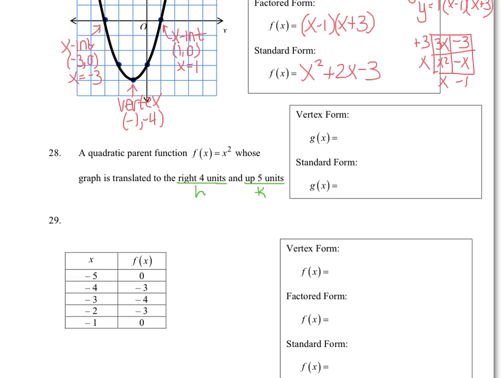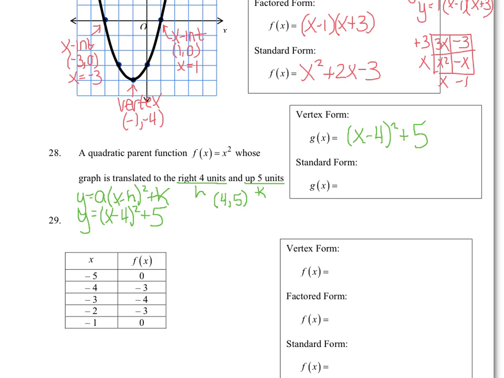This is essentially giving me my vertex. Now remember, h is always the opposite, but right now my vertex is going to be 4, 5. So when I write it in vertex form, y equals a times x minus h squared plus k. I know a is going to be 1 because they don't mention any vertical stretch or compression. So x minus 4 squared, because it's the opposite, plus 5. And that is my vertex form, x minus 4 squared plus 5.